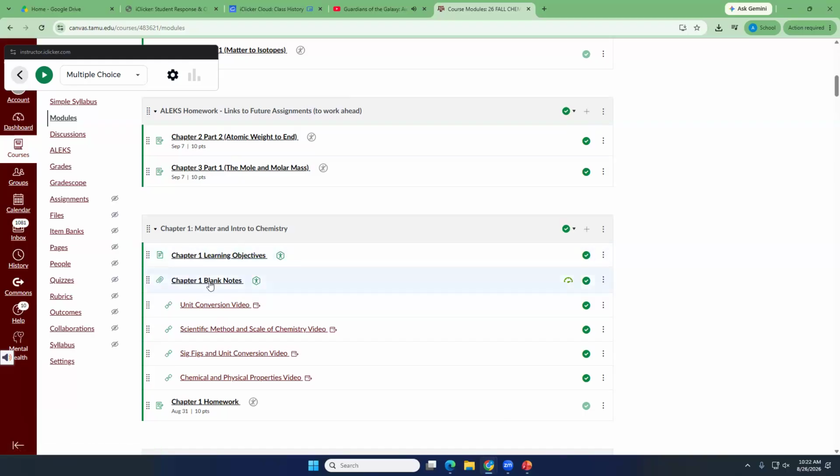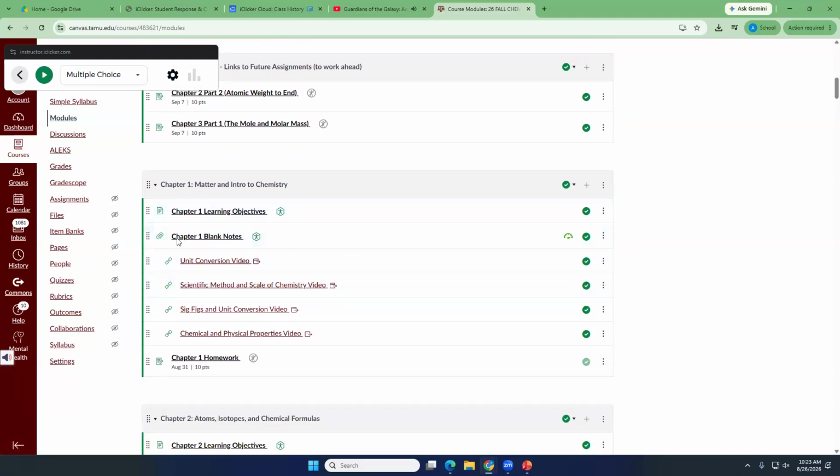So chapter 1, there's what I call blank notes. We're going to write on those today so that you don't have to write down everything that's on the slide. Some of it's already there, but you can write down the things that I think are most important that I will write down with you. So we're going to go over chapter 1 today, and then I will put the recording from today in there as well on this chapter 1 module.